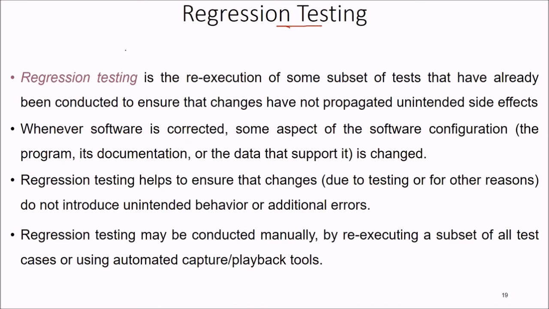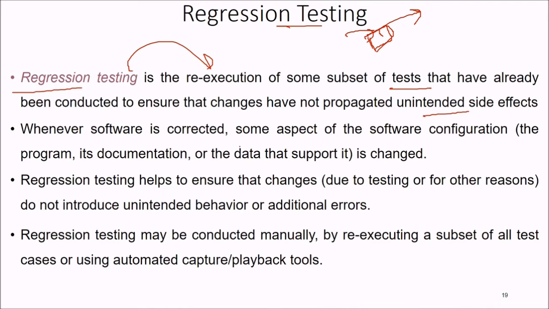Regression testing is the re-execution of some subset of tests that have already been conducted, to ensure that changes have not propagated unintended side effects. It means you have tested one thing and you have fixed one error. Now this testing and fixing may not introduce any other error. This is checked by regression testing.